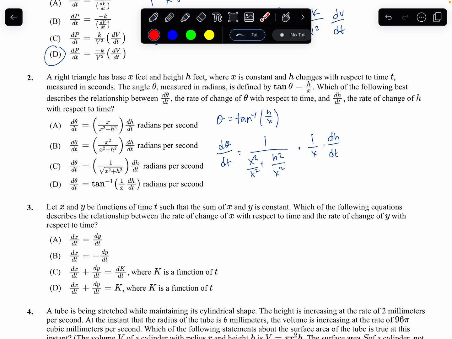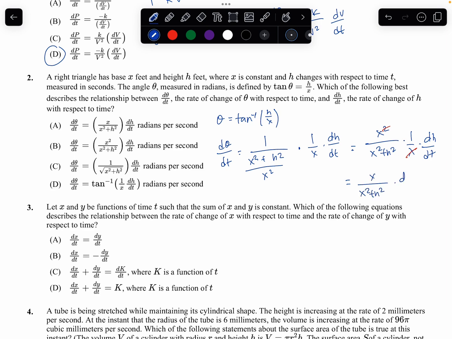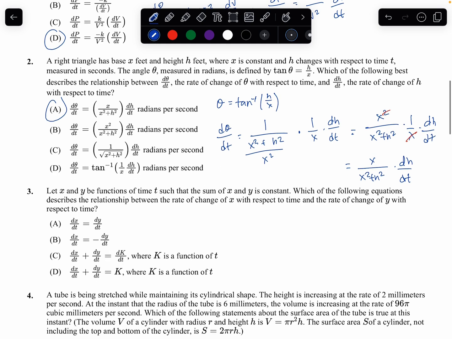And then you can see that I have a common denominator if I write it like this. And so I'm going to write it as x squared plus h squared over x squared. For this right here, I can do a keep, change, and flip. So then I'm going to get x squared over x squared plus h squared times 1 over x times dh dt. And then that will cancel with the power right there. So it's going to be equal to x over x squared plus h squared times dh dt. And so that should just be A, I believe. Yeah. Okay.